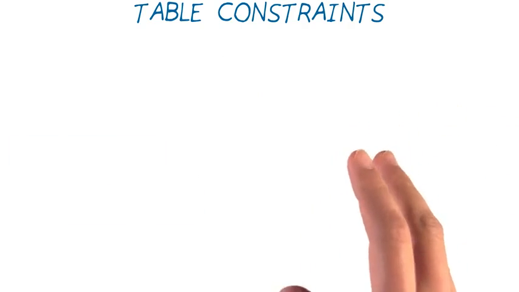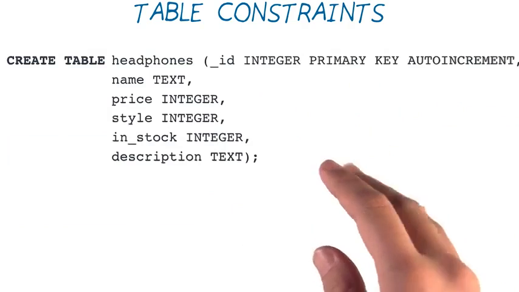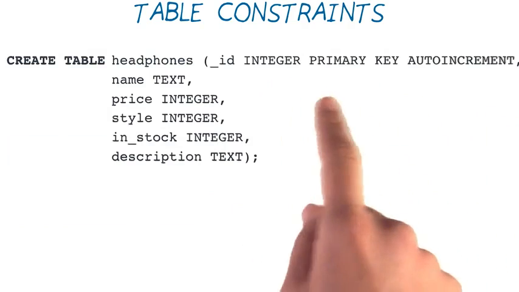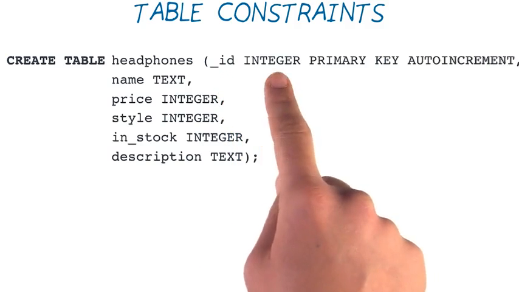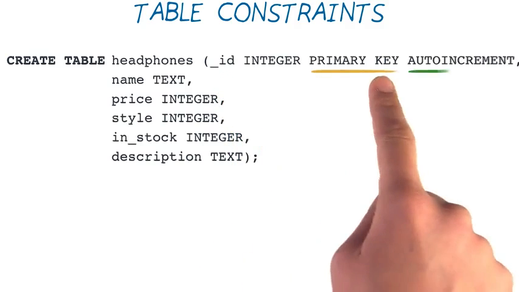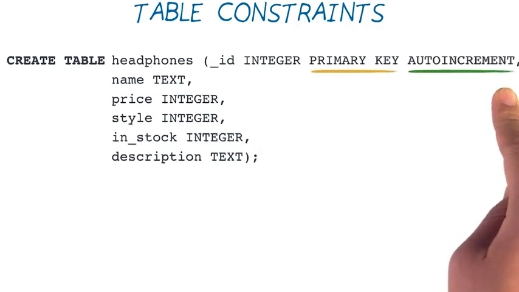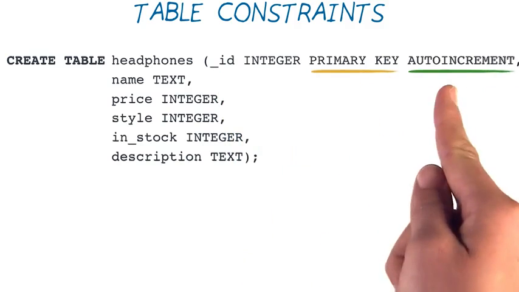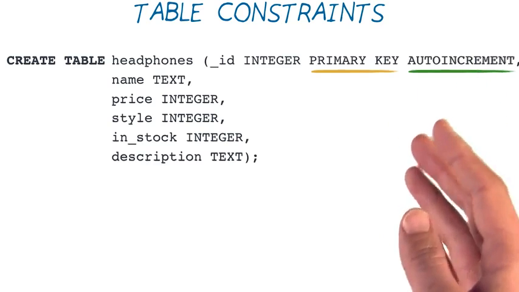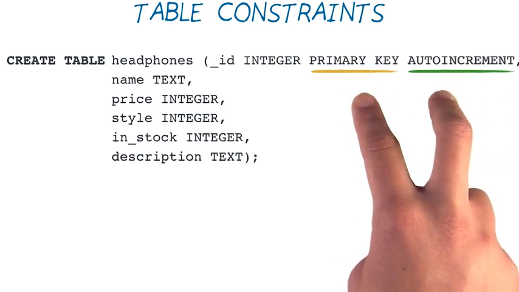This is how it would look in our headphones table. I've added the keywords right after I declare the data type for the ID, so after integer here, I've added primary key and auto increment. Note that I could have added one or the other just by itself, but in this case I decided I wanted to add both of the keywords.